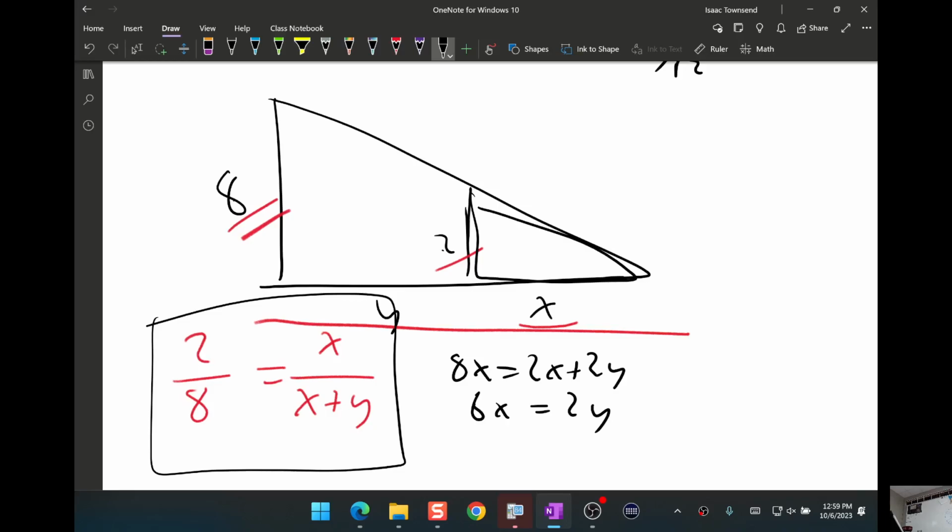Mr. Townsend, how would you do number 6? That's the long one, so I can't give you a quick answer, but if you want to take a picture of my work, we'll probably have to talk about it at some point.